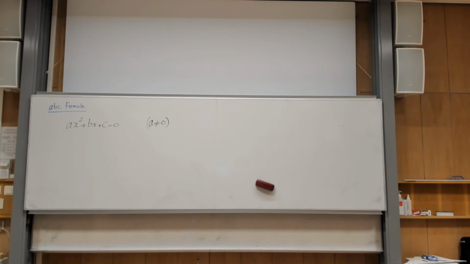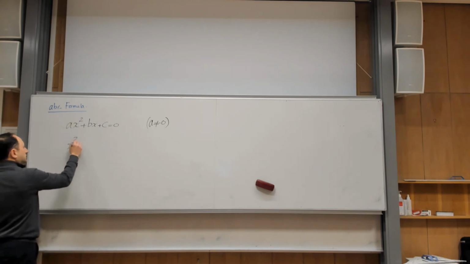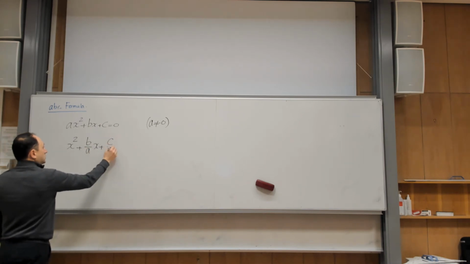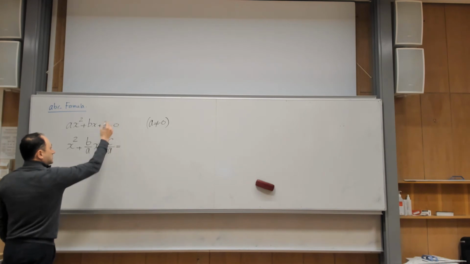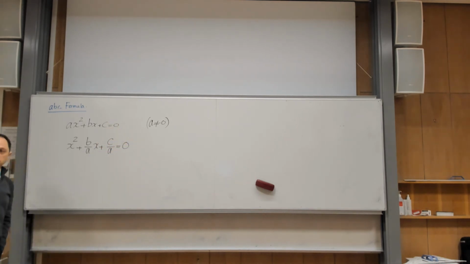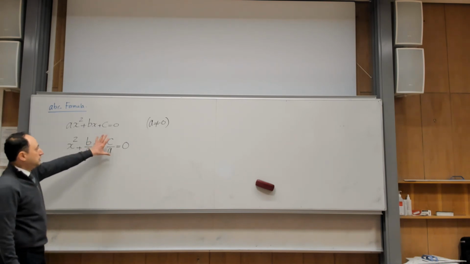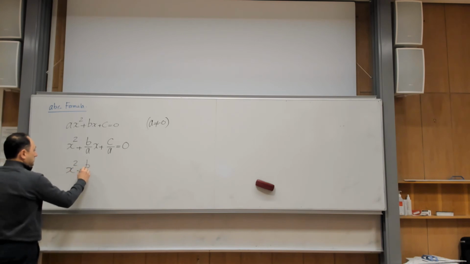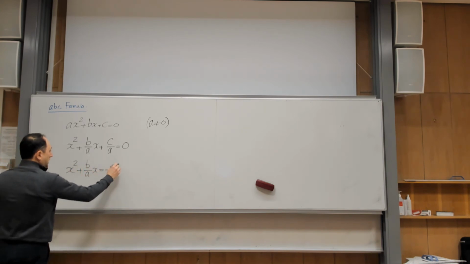What is the first thing we did in the previous cases? Yes? Divide by a, to make this coefficient 1. So I divide everything by a. So this becomes x squared, this becomes (b over a)x, this becomes c over a. The right hand side becomes 0 over a, but 0 over a is 0. The second step, if you remember, was to move this term to the other side. So I will do the same thing. So this becomes x squared plus (b over a)x equals minus c over a.